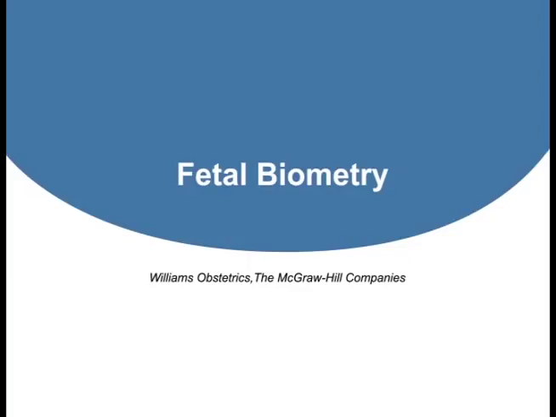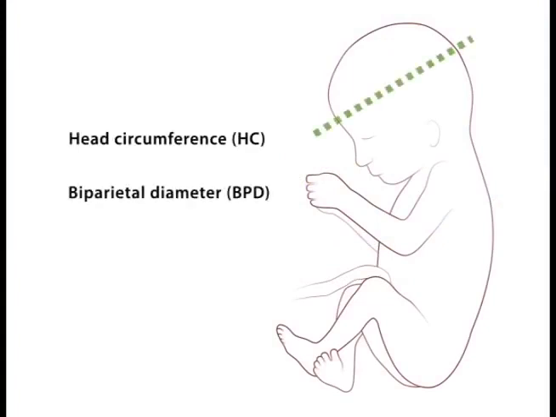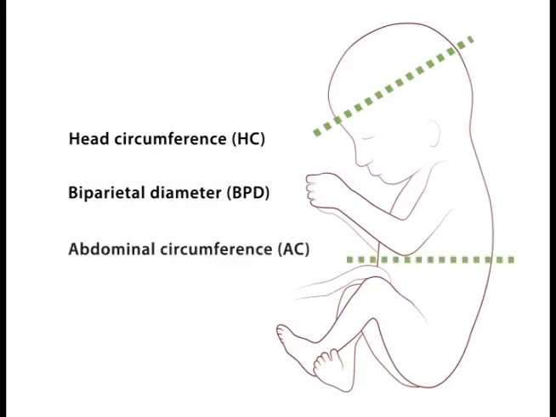Fetal biometry. After the first trimester, fetal weight and age are most accurately estimated from measurements of head circumference and biparietal diameter, abdominal circumference, and femur length.